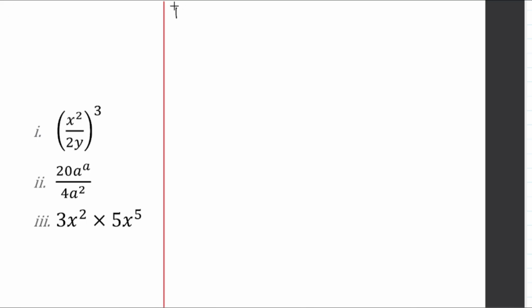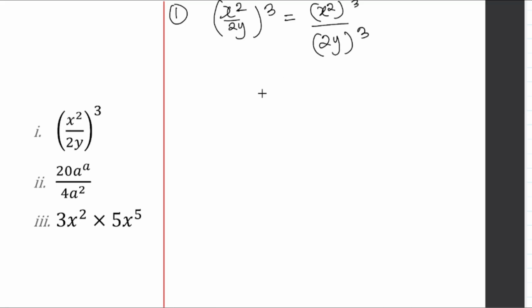Number 1, (x raised to power 2) all over (2y) to the power of 3. So we expand using the power. That's (x raised to power 2) raised to power 3 all over (2y) to the power of 3, okay, and then we continue simplifying like that. So that will be x raised to power 2 times 3 all over 2 raised to power 3 times y raised to power 3. Hope you understand. It's just expand step by step. Do not rush, so you don't miss out a step.